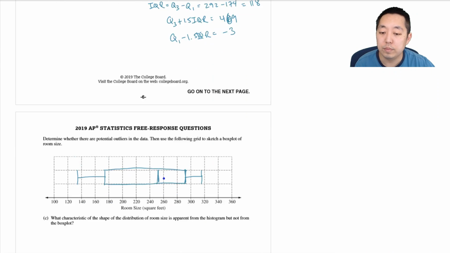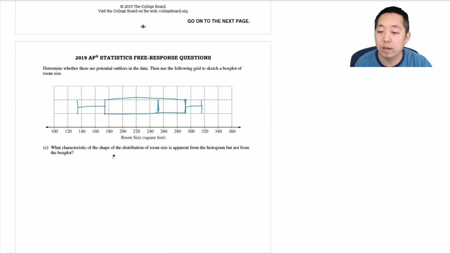What characteristics of the shape of the distribution of the room size are apparent from the histogram but not from the box plot? The skewness. It's clearly skewed left. This data is 25%, this is 25%, this is 25%, 25%. The range of this half of the data is wider than the range of this half of the data, and so, in principle, it's skewed left because of that.